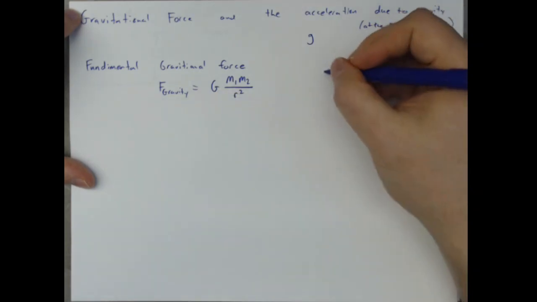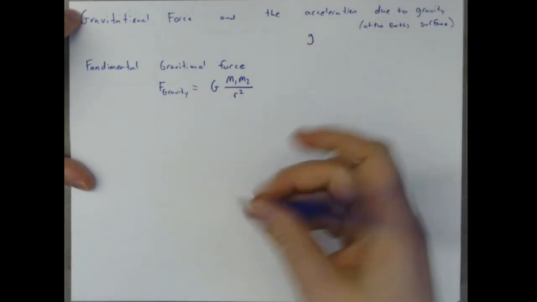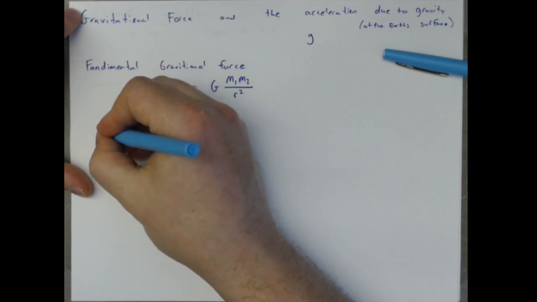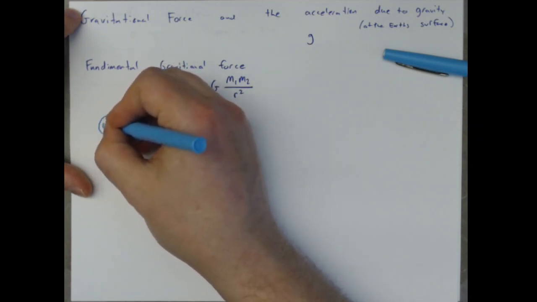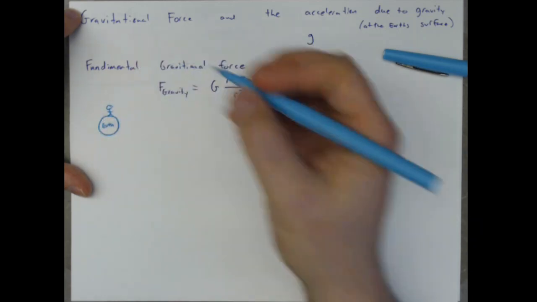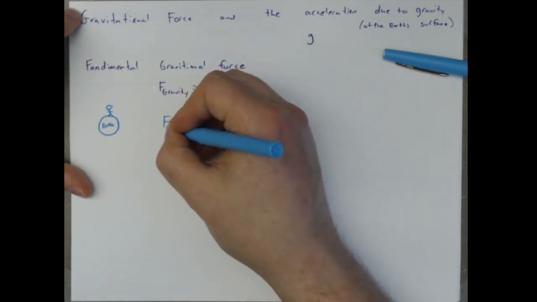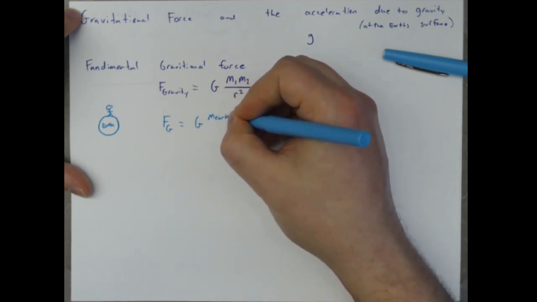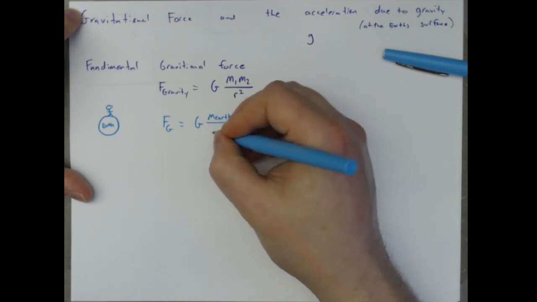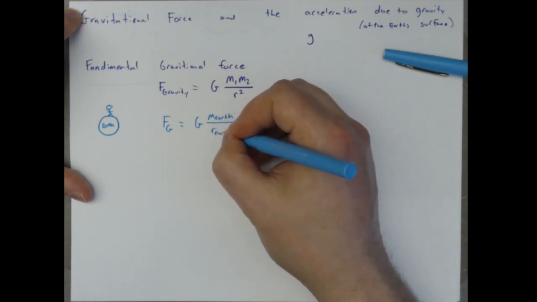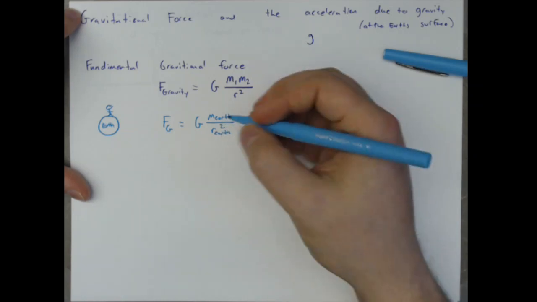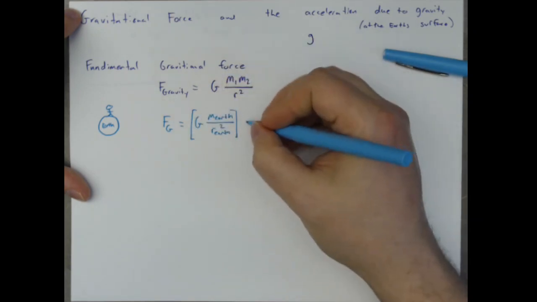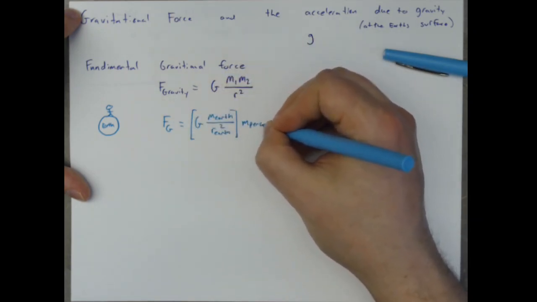So when we're thinking about this, I guess I'll draw the Earth as blue. If we're talking about the Earth and a person standing on the Earth, then the force due to gravity is going to be big G times the mass of the Earth divided by the radius of the Earth squared. I'm going to put that all in brackets, times the mass of the person.